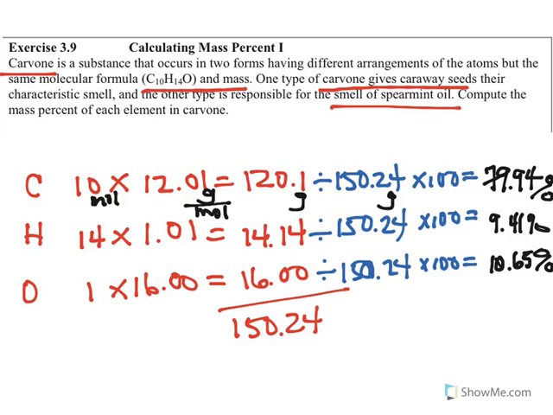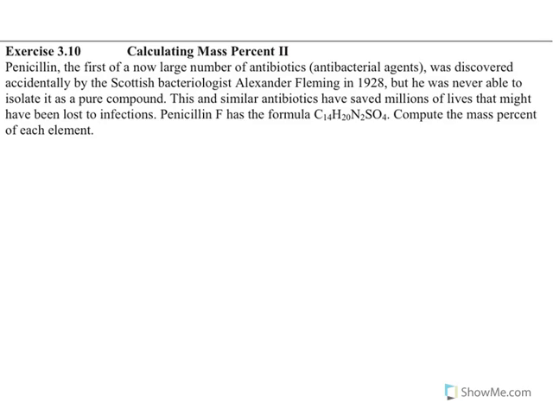Let's try one more and see how you do on another example. In this case, we're thinking about penicillin. Alexander Fleming discovered the importance of penicillin, and penicillin F has this giant formula. So take a minute, pause the video, and try solving this one on your own to compute the mass percent for each element.